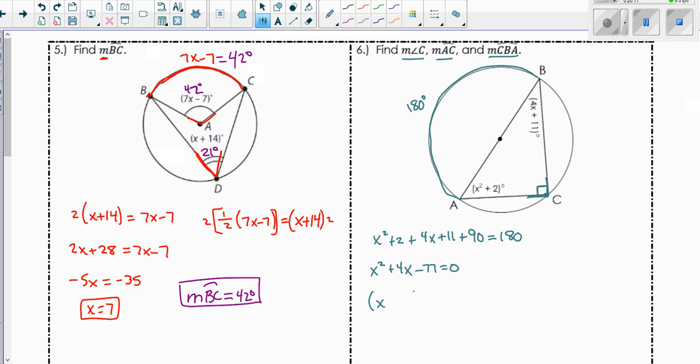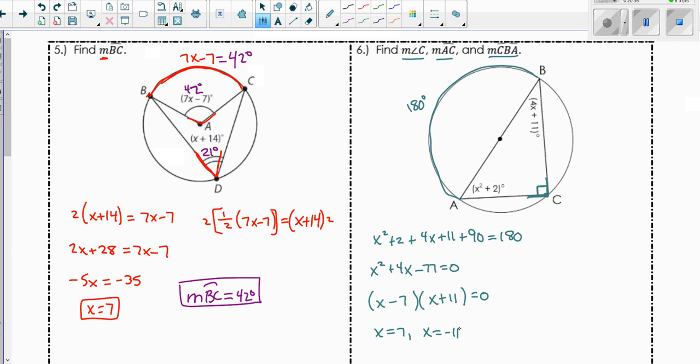So factor, we knew this was going to come back to factoring eventually. Alright, so I know that this is going to be 7 and this is going to be 11. This has to be plus and this has to be minus. So I get two solutions. I get x is 7 and I get x is negative 11. Don't assume that the negative doesn't work. You need to go back and actually check to see if it doesn't work.